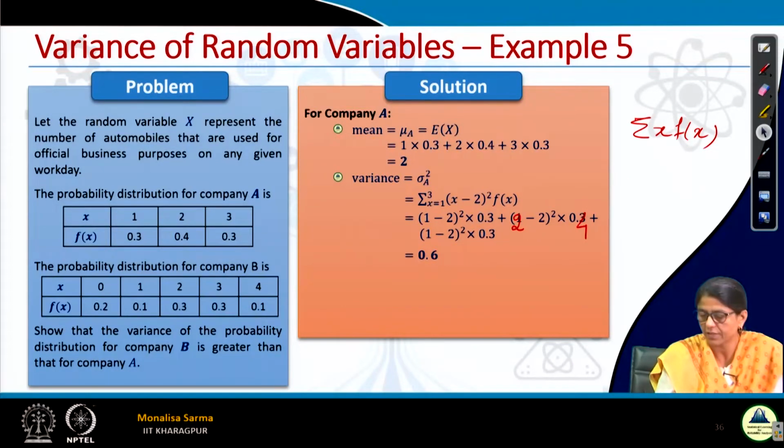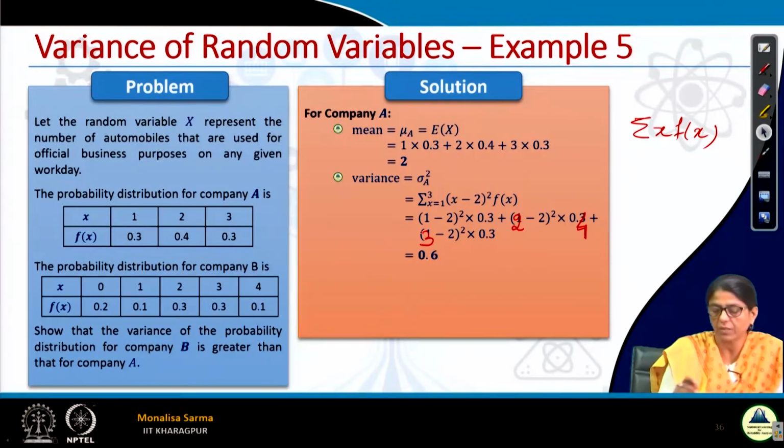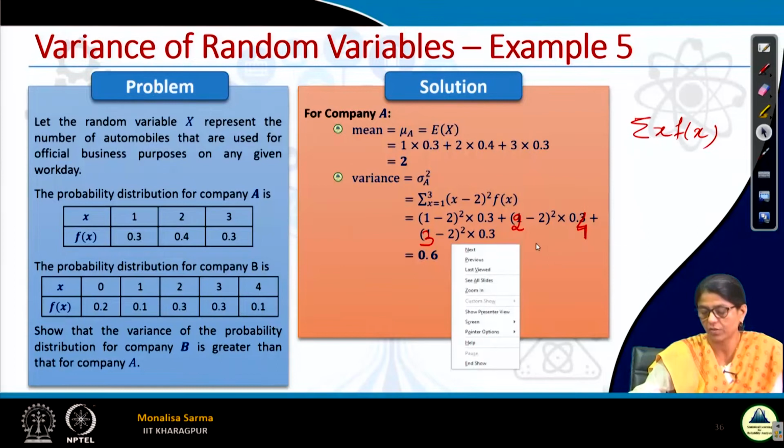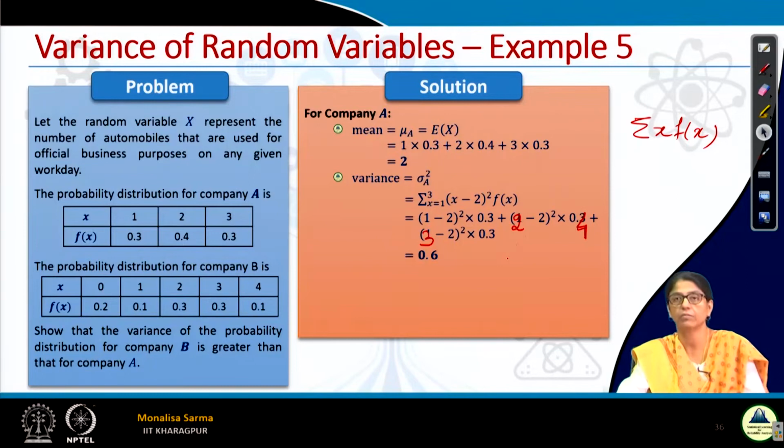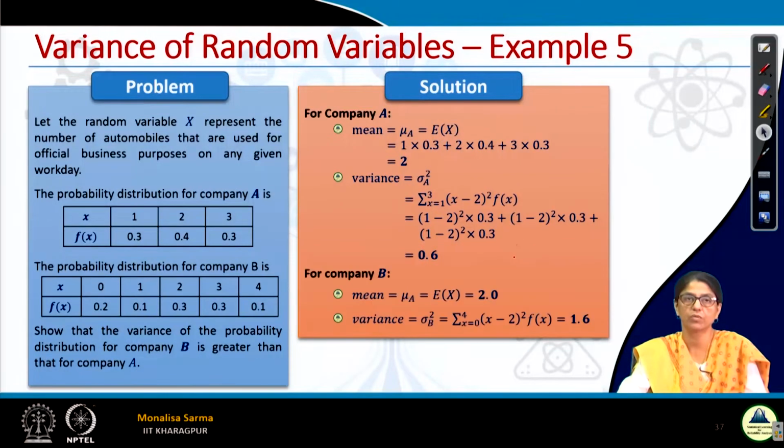There is a slight mistake in the slide, I am sorry for that. And then next it will take the value 3, so (3 minus 2) whole square into that probability, that is 0.3. 2 minus 2 is 0, and from this and this we get 0.6. Similarly, we find the variance for company B as well, and it is 1.6. So the variance of A is 0.6, the variance of B is 1.6. So definitely company B's variance is higher.